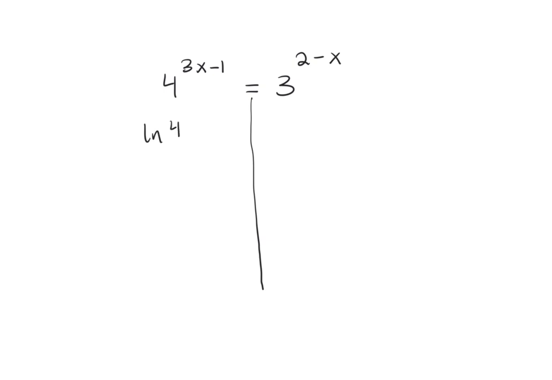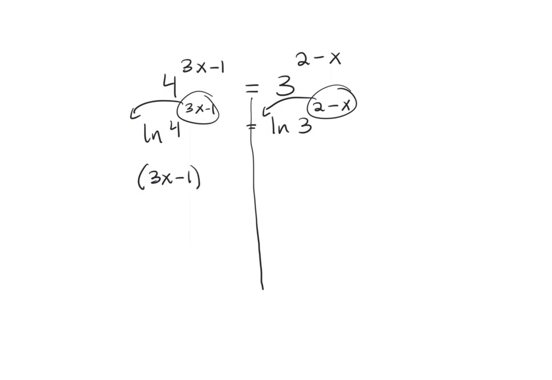So natural log of 4 to the power of 3x minus 1, natural log of 3 to the power of 2 minus x. So these exponents have to come down in front. So 3x minus 1 times the natural log of 4 equals 2 minus x times the natural log of 3. So this is messy. What we're going to have to do is actually make it look a little messier before we clean it up. We are going to distribute those natural logs into our parentheses.